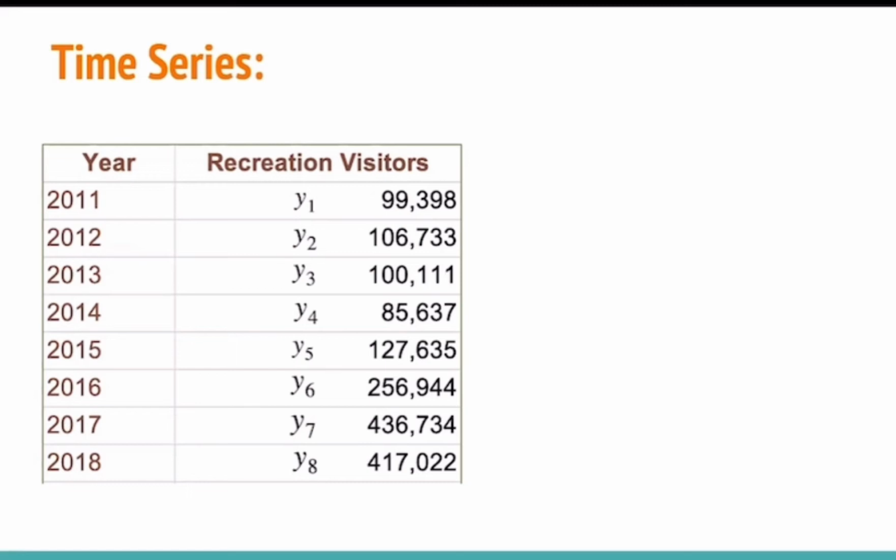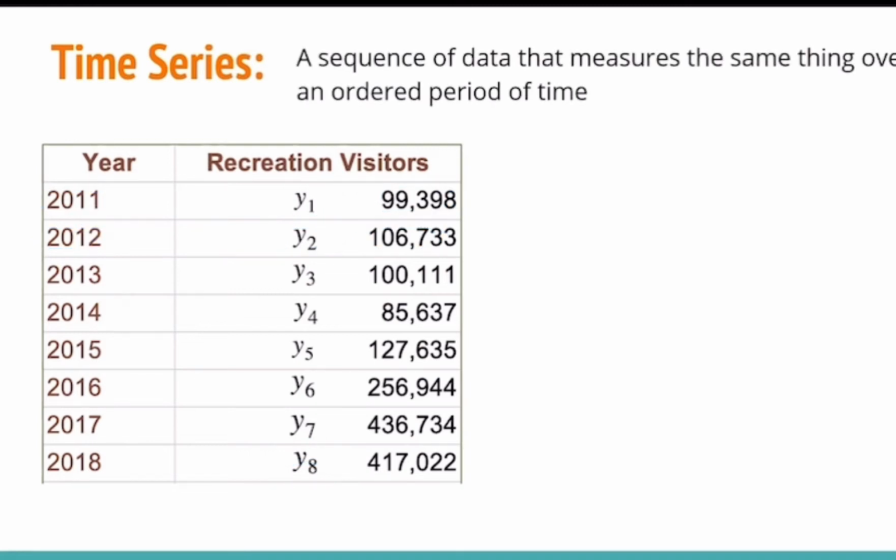Now, I'm making this a time series variable. This is the first year, I'm going to call that y1. This is the second year, I'm going to call that y2, until you get to y8. So get yourself familiar with the notation that we use here.